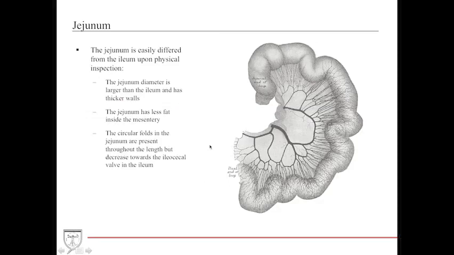The jejunum is said to be easily differentiated from the ileum upon physical inspection, although in reality it's often very difficult to pick out. The way that I try to pick it out in a gross anatomy cadaver is by inspecting the organ itself: the jejunum's diameter is slightly larger than the ileum, and it has thicker walls. It also has less mesenteric fat than the ileum. And lastly, the circular folds in the jejunum are present throughout its length and decrease towards the ileocecal valve.